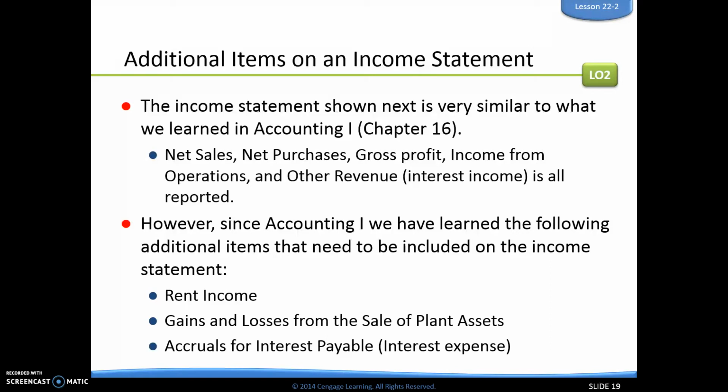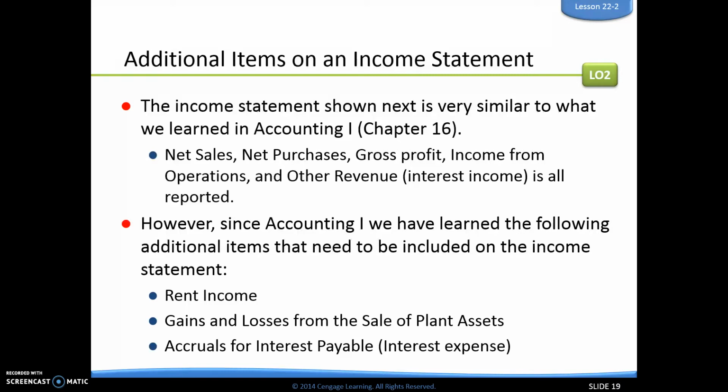If not, make sure to reference chapter 16. That'll be where it shows all of the specific details related to all three of these financial statements. But specifically talking about the income statement, we are still going to have net sales, net purchases, gross profit, income from operations, and our other revenue, which is our interest income. All of that gets reported.